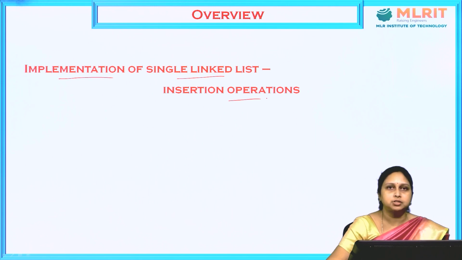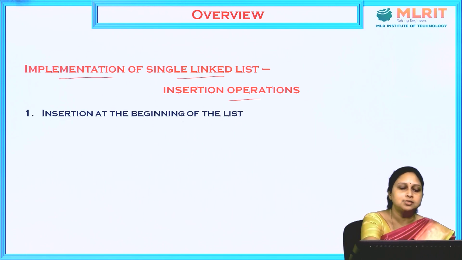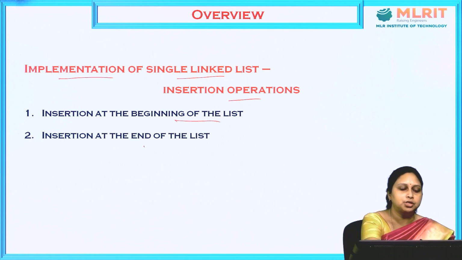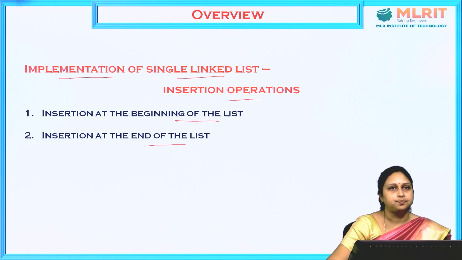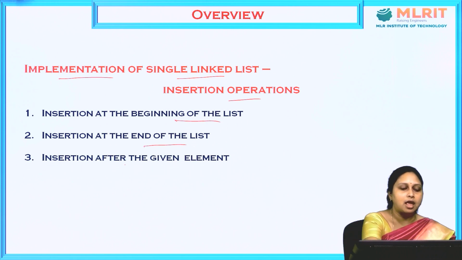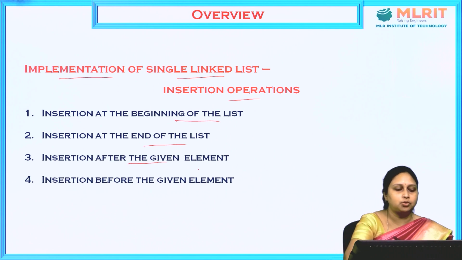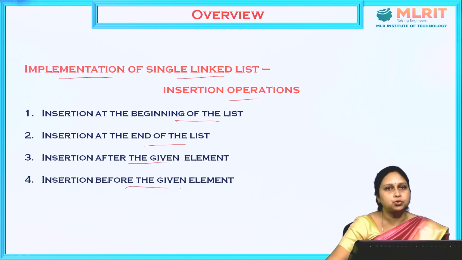What are the operations we have seen already? That is insertion at the beginning of the list. Then we have seen insertion at the end of the list. Then insertion after the given element. Then insertion of a new node before the given element. These are the four operations we have discussed already theoretically. Now we are trying to implement the program on these four operations.